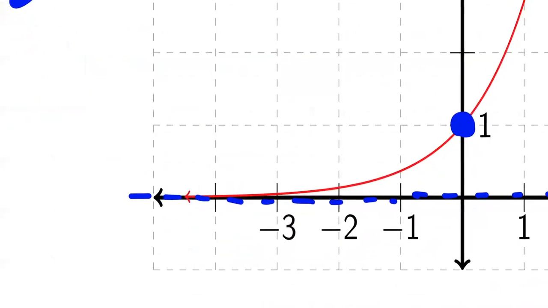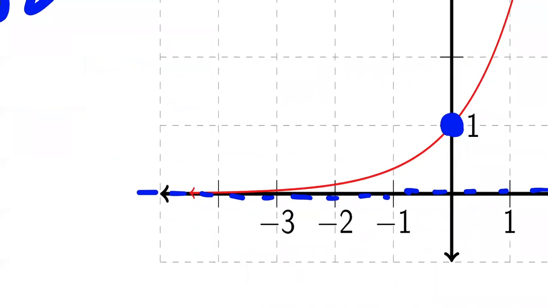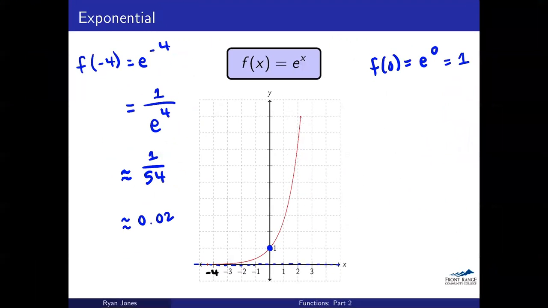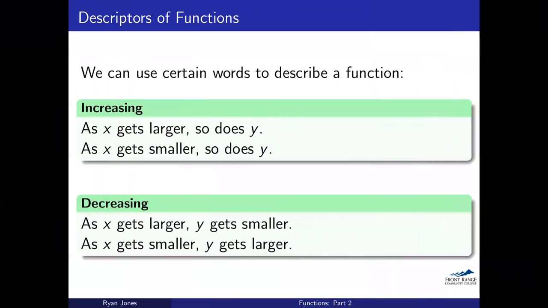And that's why you can see down here, when x is equal to -4, we end up having a very, very small y value. And so yeah, there we go. That's an exponential function. Now that we've seen all these functions, let's get into certain words that we can use to describe a function.